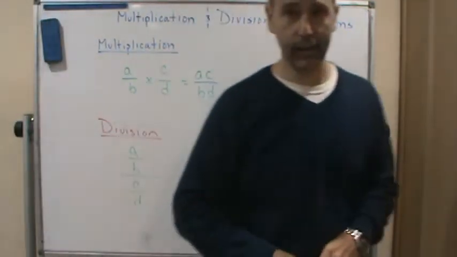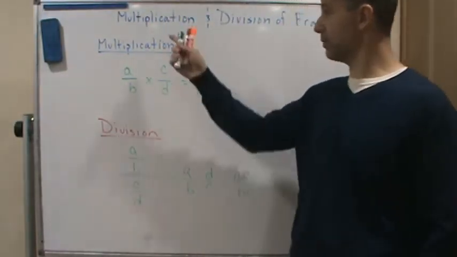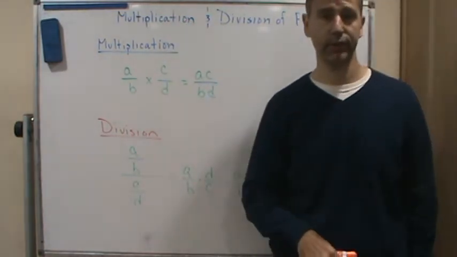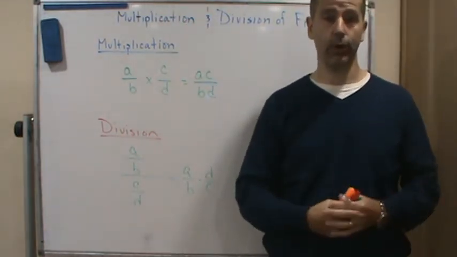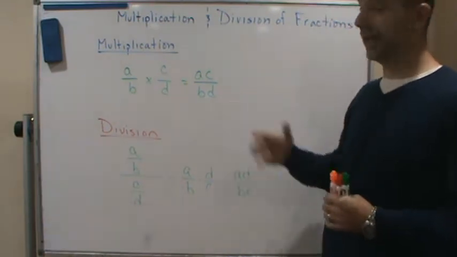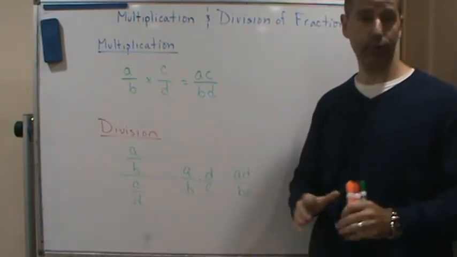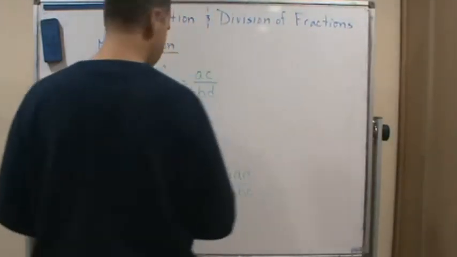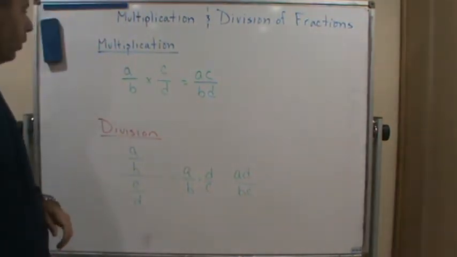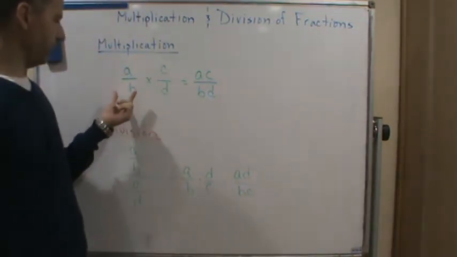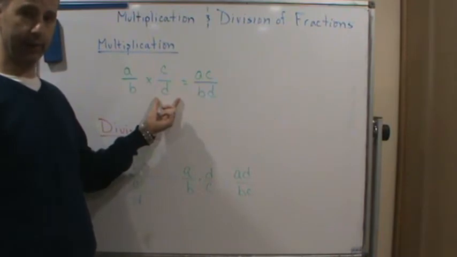Okay, welcome back. And so what we're going to talk about is multiplication and division of fractions. So, how does this work? Well, multiplication is pretty straightforward, and so is division with a little twist. So with multiplication of fractions, we're taking a fraction of a fraction, right?